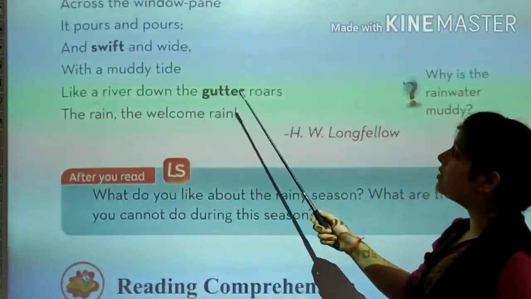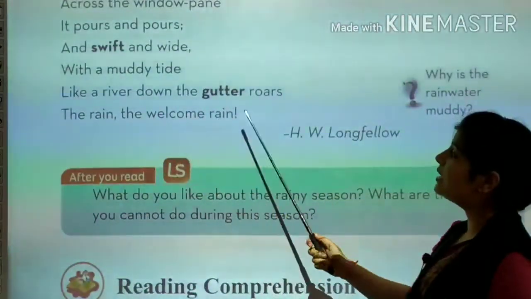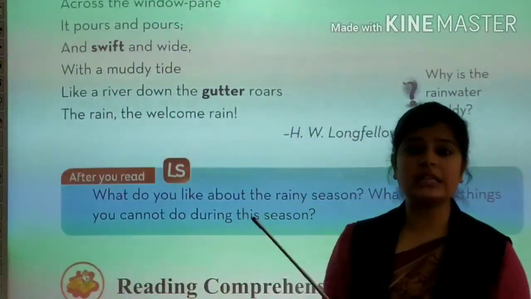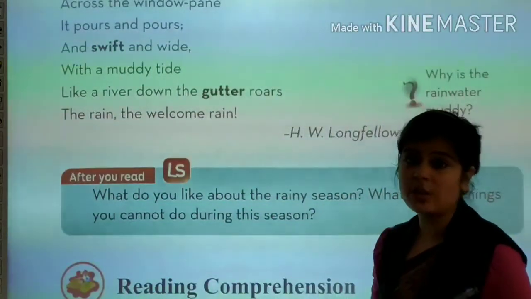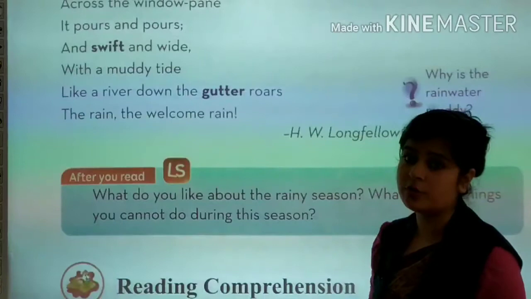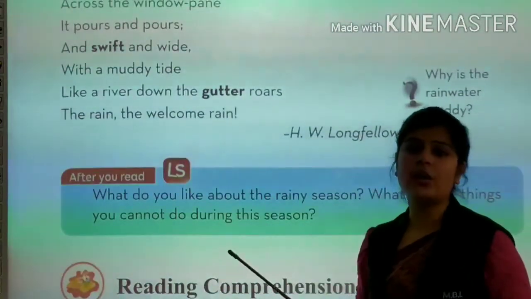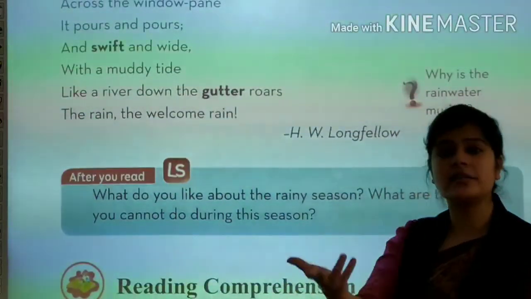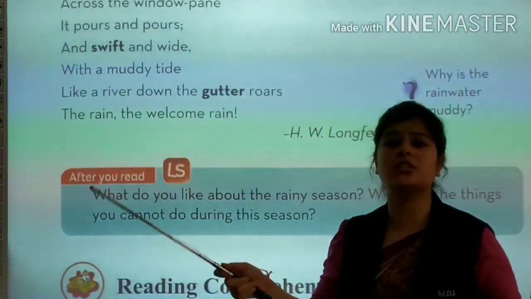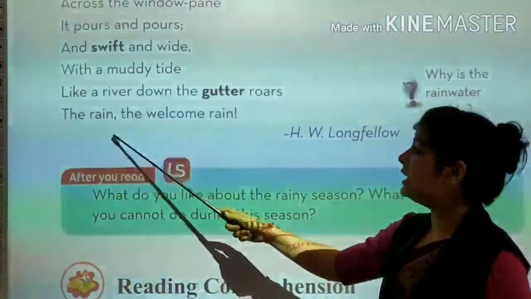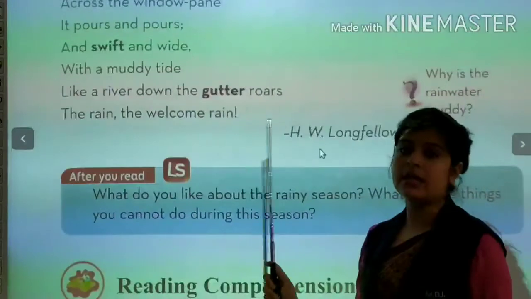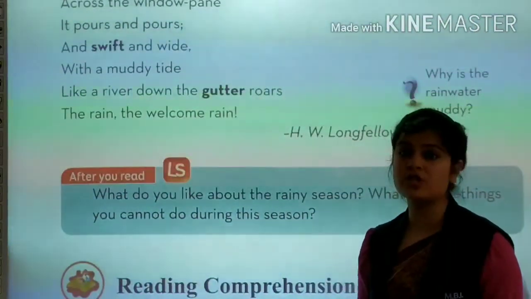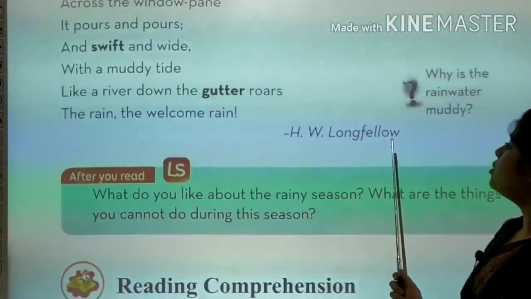Like a river down the gutter rolls the rain, the welcome rain. The poet is describing that when the rain comes and overflows, तो जो भी ड्रेनेज वगैरह होते हैं वो एकदम भर जाते हैं और ऐसा लगता है मानो वो चिल्ला रहे हो, तेज़ तेज़ चिल्ला रहे हो, that the rain, the welcome rain. Here's the end of your beautiful poem which is written by H.W. Longfellow.